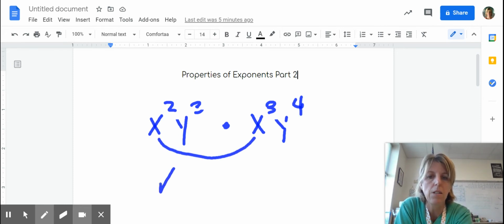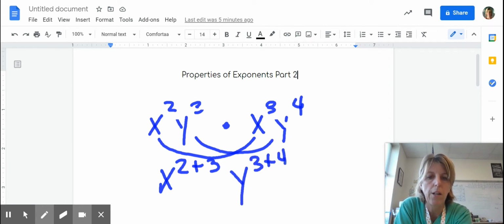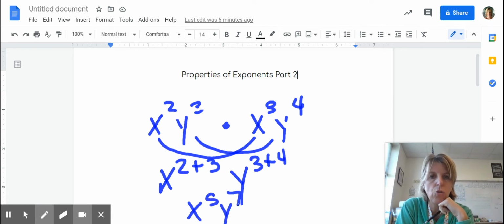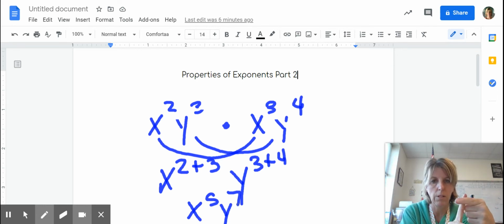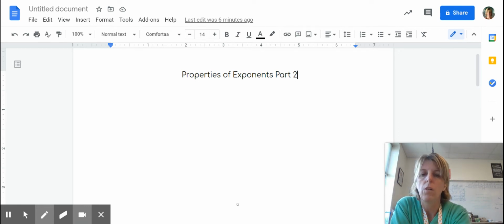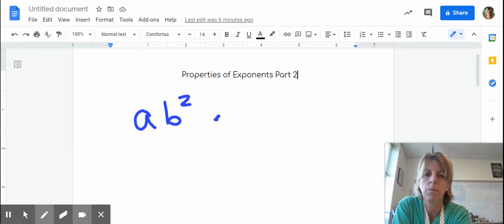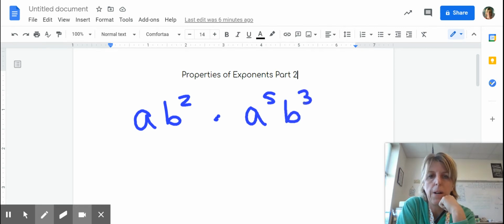So do this first. It's going to be x to the 2 plus 3, and then do these two. So it'll be y to the 3 plus 4. So you multiply, you add. So it becomes x to the 5th, y to the 7th. So treat each variable, like do the x's, add the exponents, do the y's, add the exponents. So do one and then the other. Okay, try a couple on your own. What if I have that?